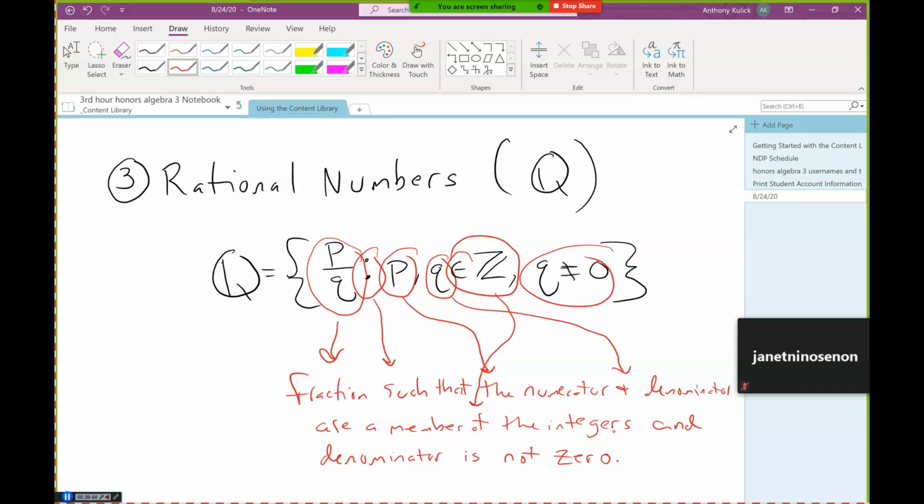Because we don't write fractions with decimals in them, right? We don't say 2.7 over 3.6. That's not standard. We want to reduce that into a form where we have whole number over whole number, right?